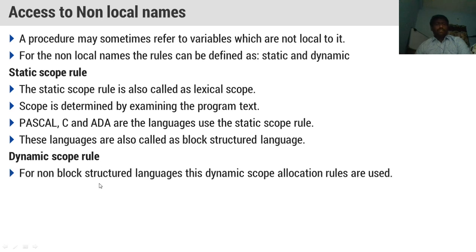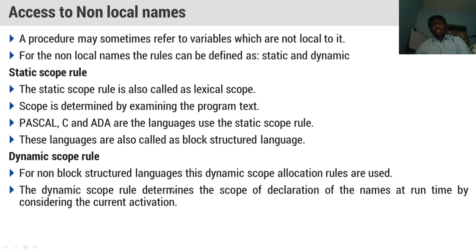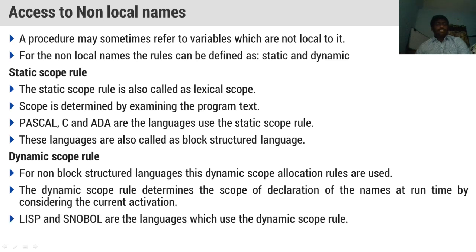Next one is dynamic scope rule. For non-block structured languages, the dynamic scope rules are used. They can declare the scope of declaration of the names at runtime by considering the current activation. The programming languages that use this particular dynamic scope rule are Lisp and SNOBOL.